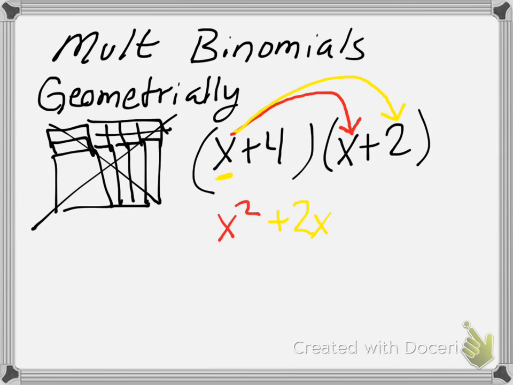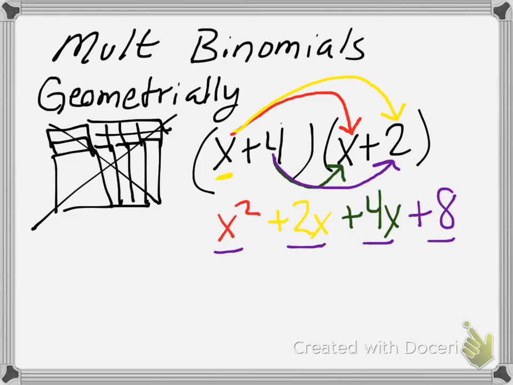Then you go to the 4 and you do the same thing. So the 4 has to multiply times the first term in the second binomial. So 4 times x is going to be 4x. And then 4 times 2, which is going to be 8. So when you have a binomial times another binomial, you should always have 4 terms when you get done. If you don't, something went wrong.